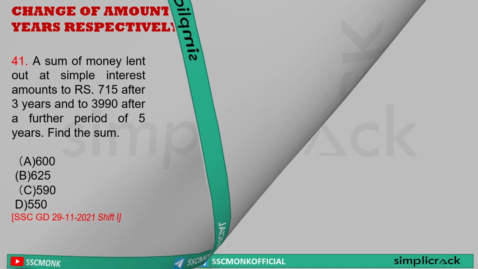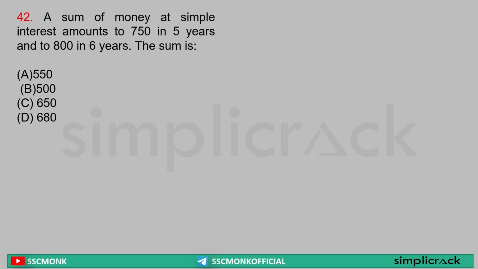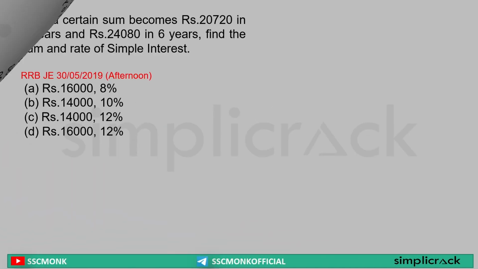Clear? Next. A sum of money at simple interest amounts to 750 in 5 years and 800 in 6 years. So in 1 year, what is the difference? 800 minus 750, that is equal to 50. So this is the interest. So in 5 years, interest will be 50 into 5, that is 250. Total amount 750. 750 minus 250 is equal to 500. So the sum is equal to 500. Option B.